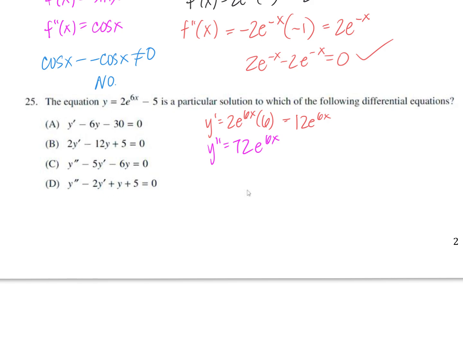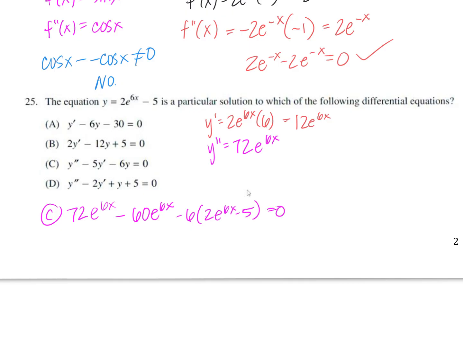Let's go try C. On C, y double prime, do you agree with 72e to the 6x, minus 5 y primes, minus 5 of this guy? 5 times 12, 12, 24, 36, 48, 60. So minus 60e to the 6x. So I've done that and that. And then minus 6 of this guy. I'm even going to write it out. Minus 6 of 2e to the 6x minus 5.